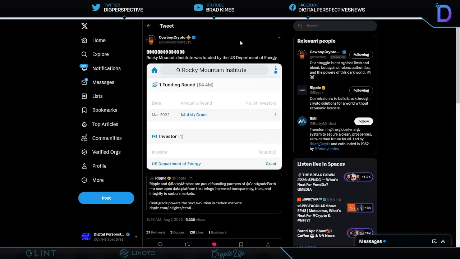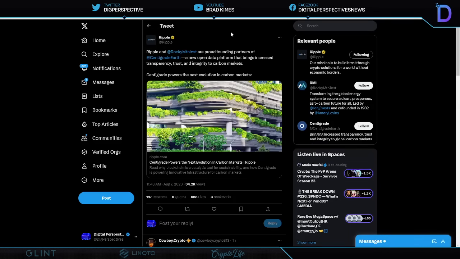Ladies and gentlemen, the U.S. Department of Energy is in this too. So now we have Ripple, the Rocky Mountain Institute, and the U.S. Department of Energy investing in Centigrade Earth for carbon markets, for which, as you remember when we reported on it, Ripple has put $100 million into the carbon market sector. It's not going away, ladies and gentlemen. And as well as Ripple letting us know it, so is the U.S. Department of Energy. Come on in.